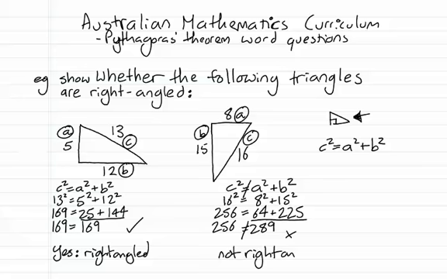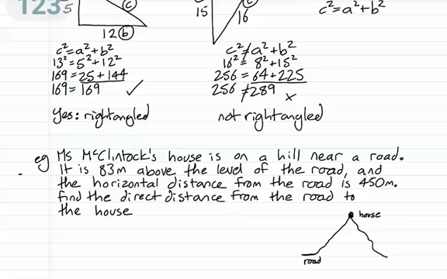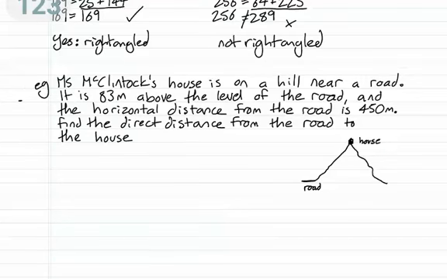So this type of question uses Pythagoras' theorem the other way round. Normally we've got a right-angled triangle and we find some sides. This way we check if the 3 sides we have fit Pythagoras' theorem to see if it's a right-angled triangle. Now, another type of question we may find.